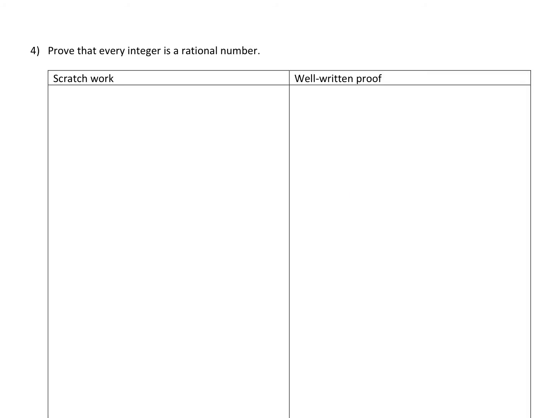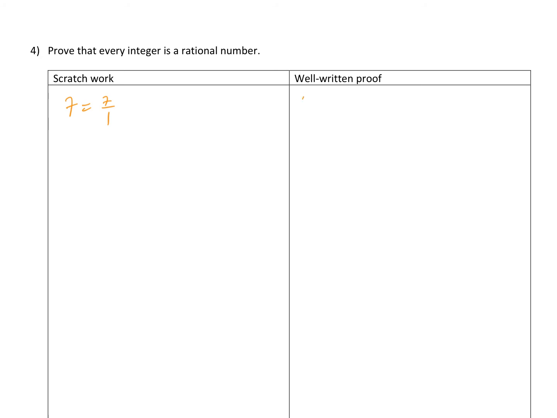Okay, here's one that is going to feel a little silly that we have to write a formal proof for, but we want to prove that every integer is a rational number. So, for example, 7 equals 7 over 1. That's how we know it's rational, because you can always put an integer over 1. So we just want to write this formally. There isn't a lot of scratch work to do.